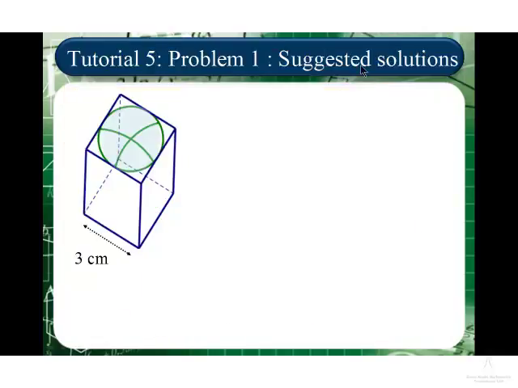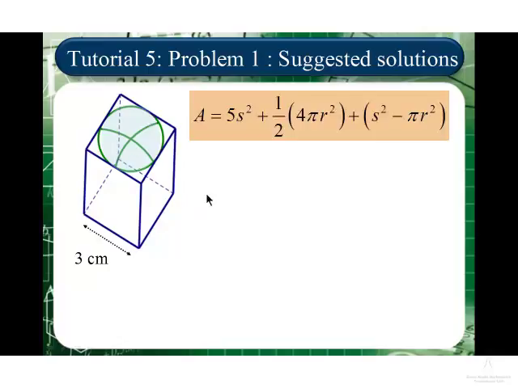Let us have a look at the suggested solutions for problem 1 of tutorial 5. In this case, we have to find the outer surface area of the given combined solid. Now this is a combination of a cube and a hemisphere or half a sphere placed on top of the cube as indicated. In order to find the area, we first of all consider the areas of the 5 square faces for this particular cube, that is the 4 along the side and the bottom.